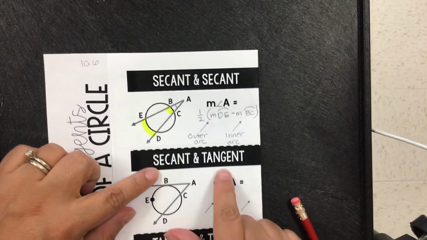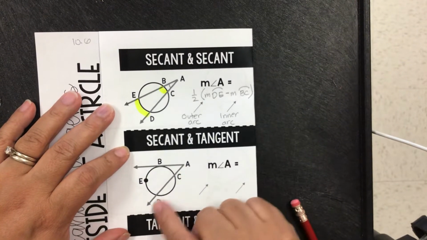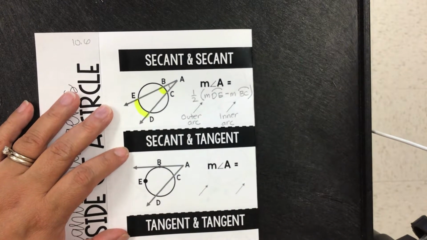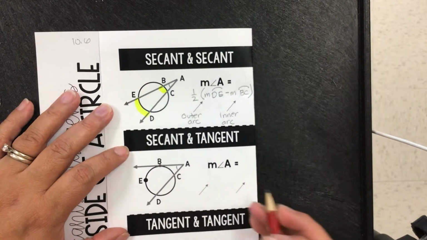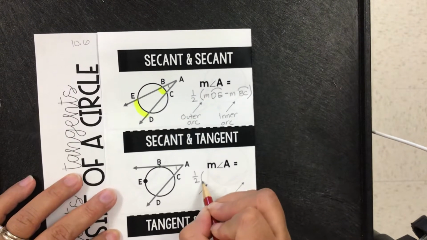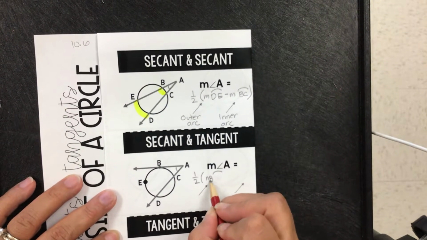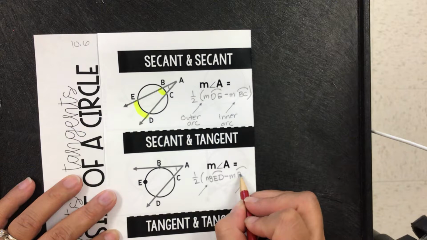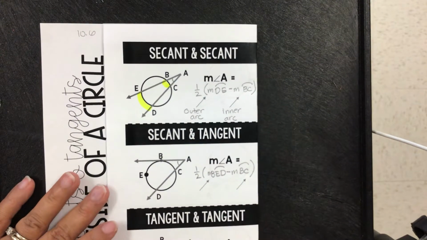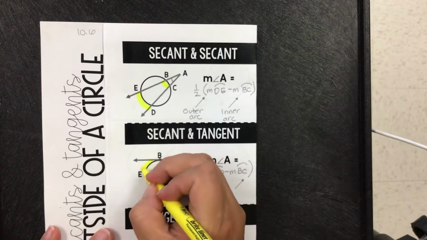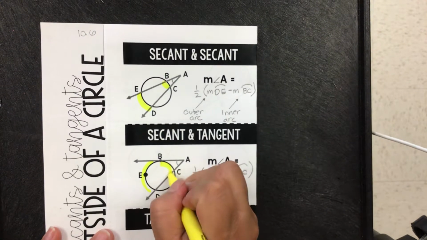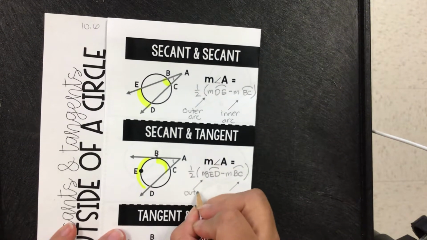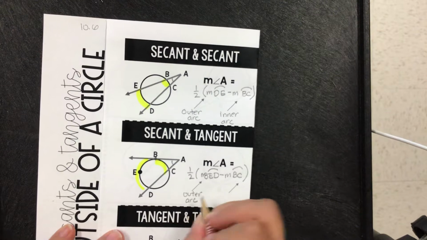They're all kind of the same. We got a secant and tangent. Remember, a secant is the line that goes through the circle, and a tangent only touches once. But the formula is the same. This angle on the outside is going to be 1/2 of the measurement of the arc BED minus the measurement of the arc BC. That means you're going to take this outer arc and subtract the inner arc. So the outer arc, subtract the inner arc.